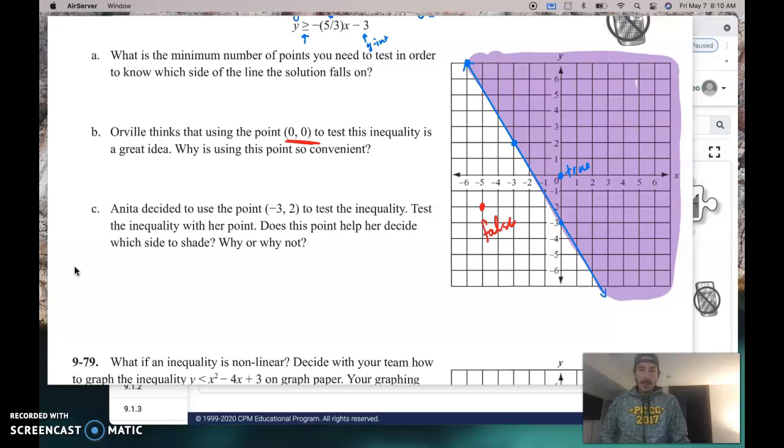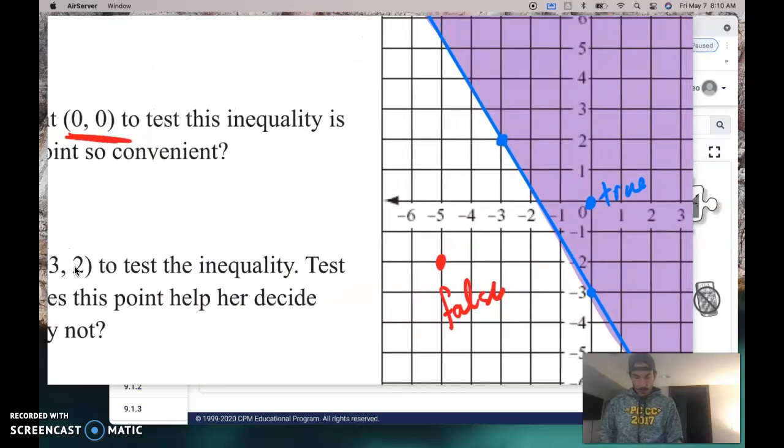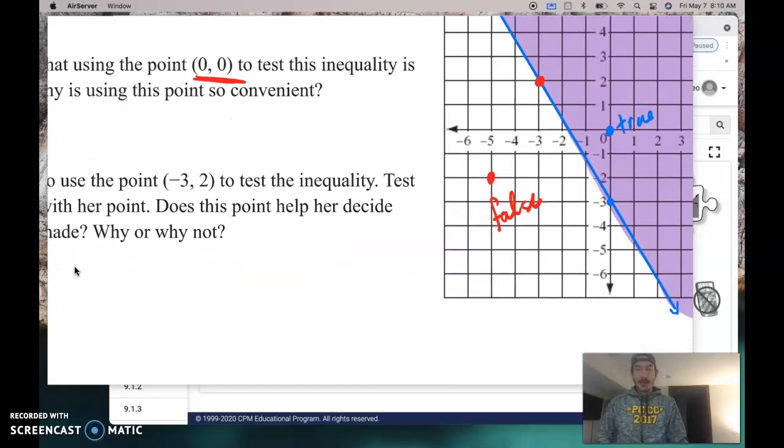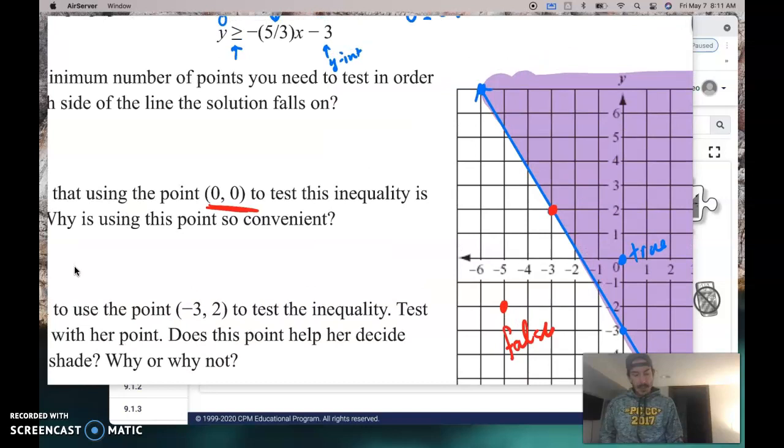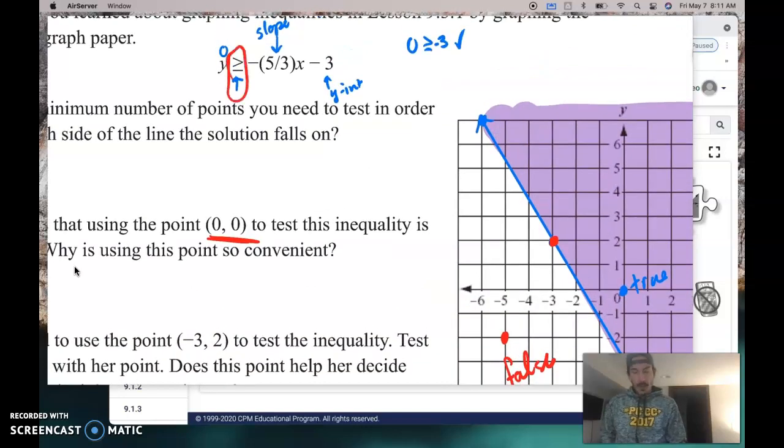They do bring up something semi-interesting here. They ask, Anita decided to use the point negative 3, 2 to test the inequality. You can see that I've already got that point right there. Does this help her decide which way to shade? Unfortunately, no, because that's a point on my line. If you pick a point on the line, it's going to tell you whether all the points on the line are true or not true. But we already know that based on what type of inequality symbol we have.